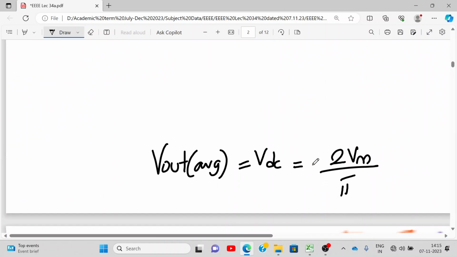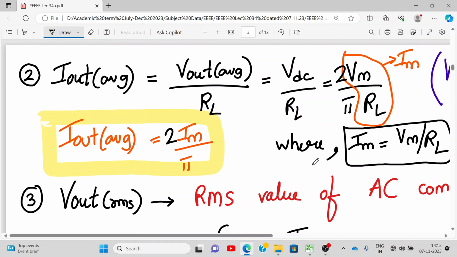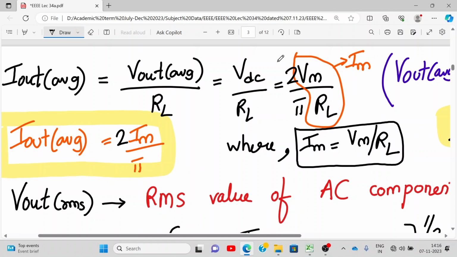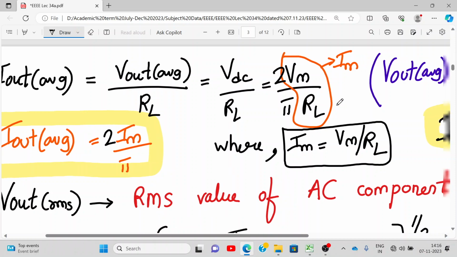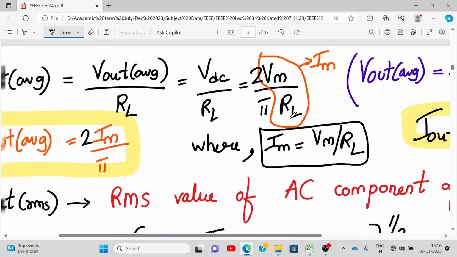Okay. Next, we need to find the average output current. Some books also call it load current, IL, the current flowing through the load. That is the same as output current only. So I out average will be, since it's a resistive load, there is no phase difference between voltage and current, V out average upon RL. And what is V out average? VDC upon RL. And VDC can be written as 2 Vm upon pi, right? So 2 Vm upon pi into RL. And what is Vm upon RL? Im. So we can write it as 2 Im upon pi.